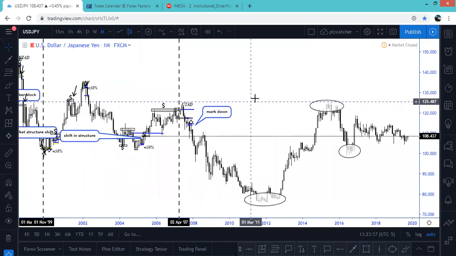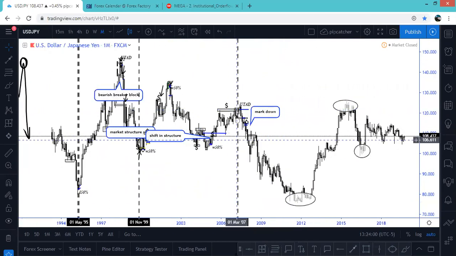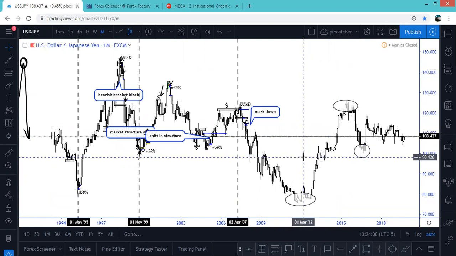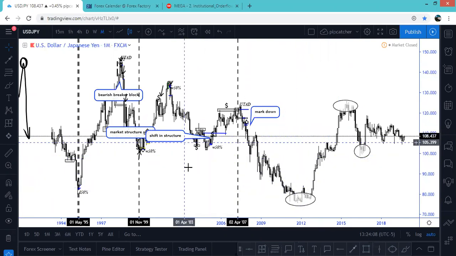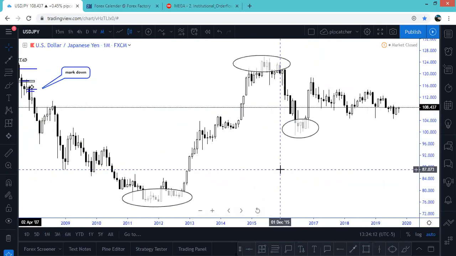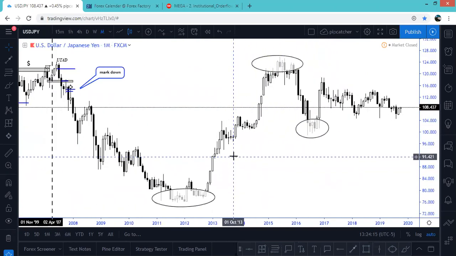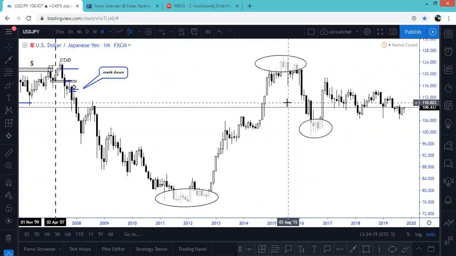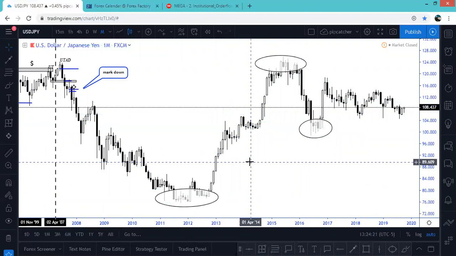Just to recap, we have been examining and breaking down major reversals in the market, major structure shifts, and if you've watched the other two, this doesn't need much more of an introduction. We're just going to hop right into it.